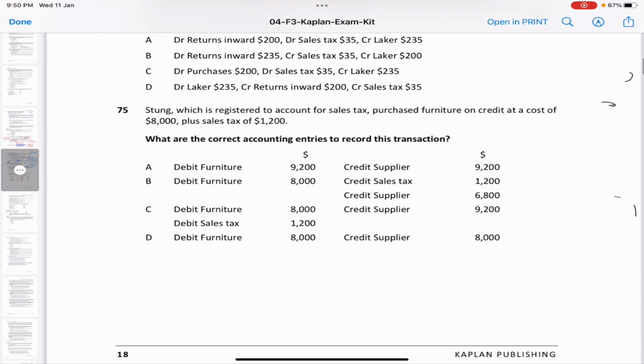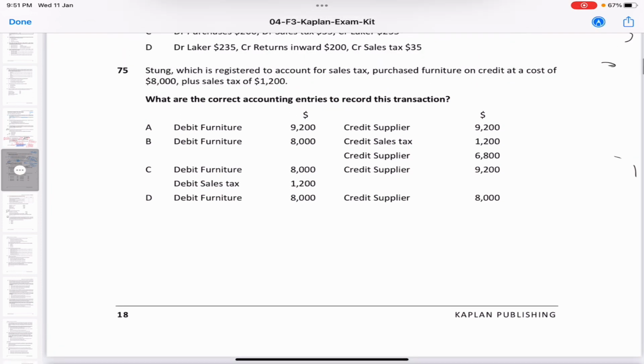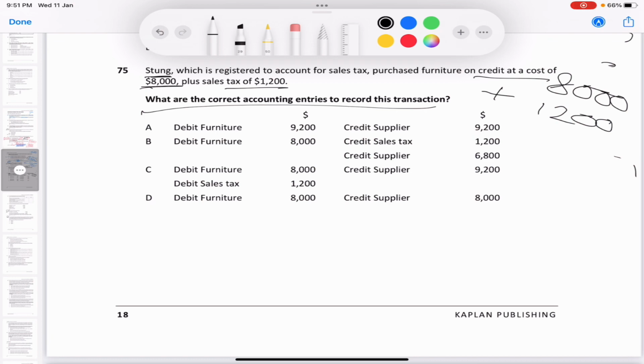Moving on, we have 75 with us. Stung, which is registered to account for sales tax, purchased furniture on credit at a cost of 8,000 plus 1,200. 8,000 is the cost and 1,200 is the sales tax. What are the accounting entries? Okay, Stung purchased something. So this should be from the perspective of the purchaser. Okay. So my answer is going to be C.